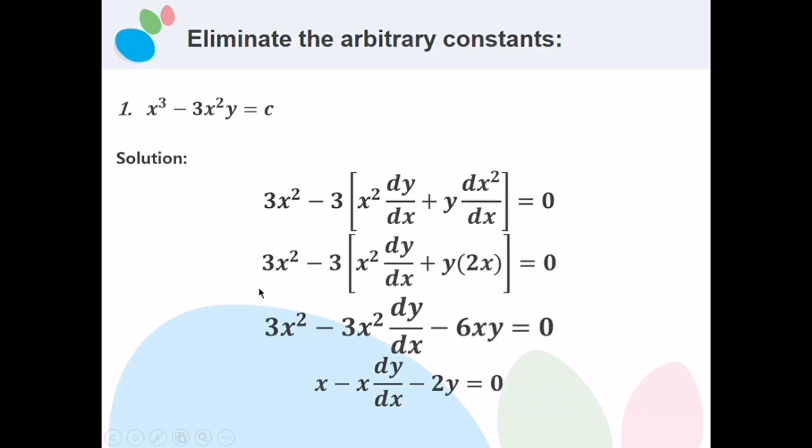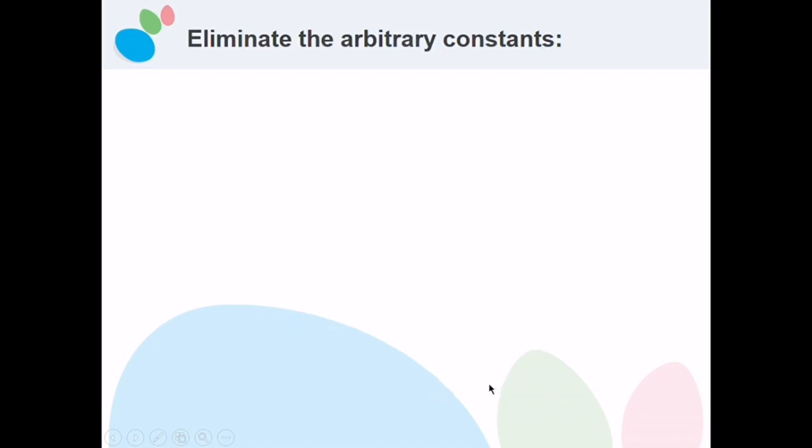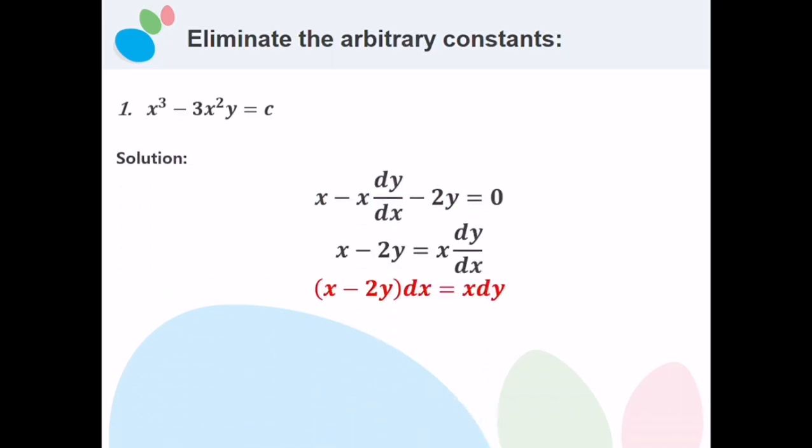Or I mean, if we divide it by 1 over, multiply by 1 over 3x, so we have x minus x dy/dx minus 2y equals 0. Okay, so this is it: x minus x dy/dx minus 2y equals 0.